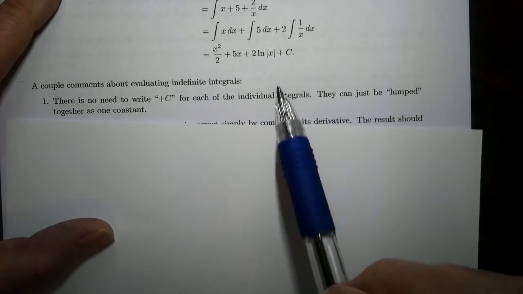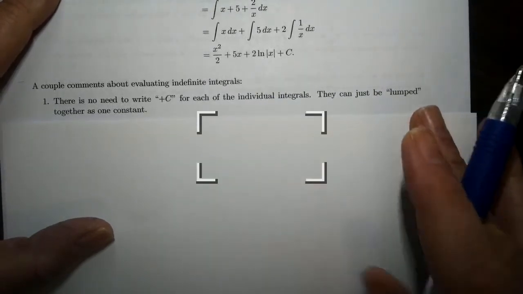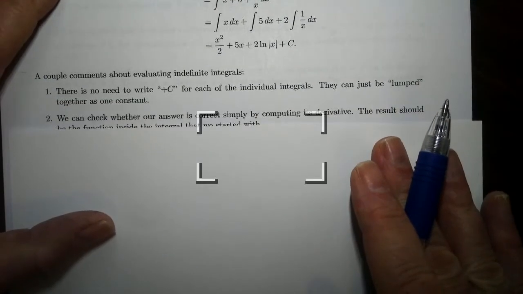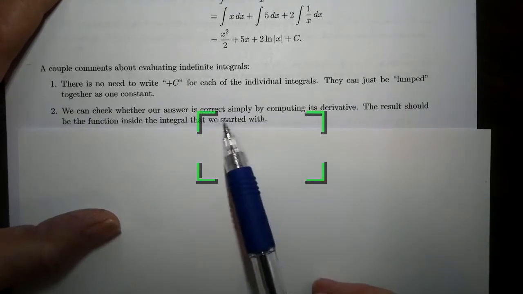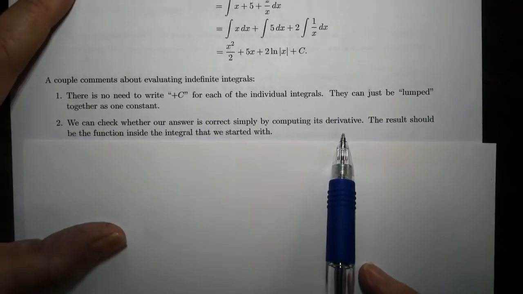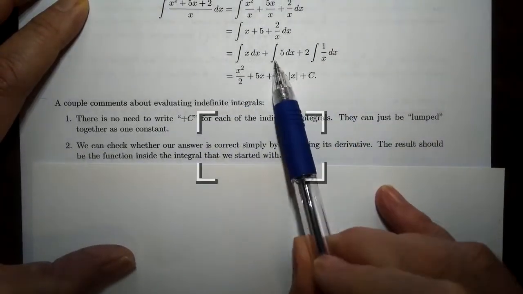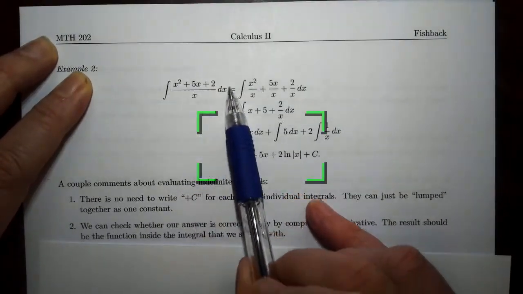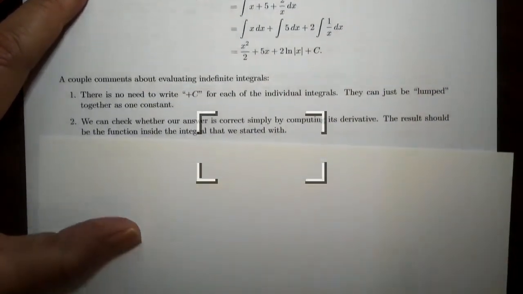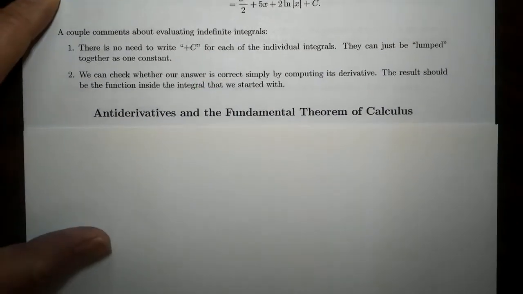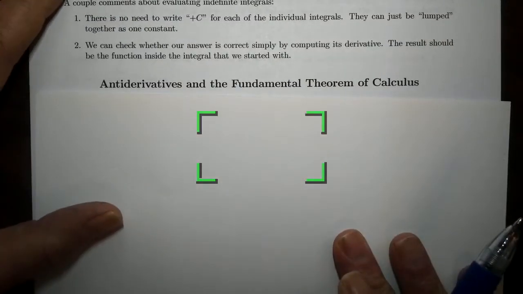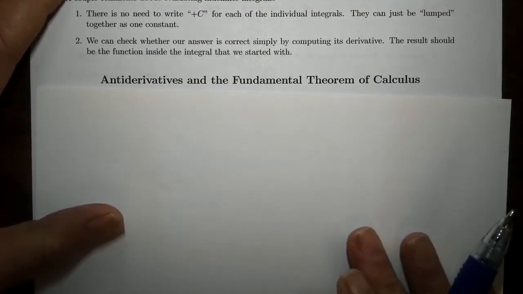Here are some things to keep in mind. There's no need to write a plus c for each of the individual integrals. They can be lumped together as one constant. We can always check whether our answer is correct simply by computing the derivative. Take the derivative of this. You might have to do a little bit of algebra, but it's the same thing up there. Now, the fundamental theorem of calculus is what connects antiderivatives to the definite integral.